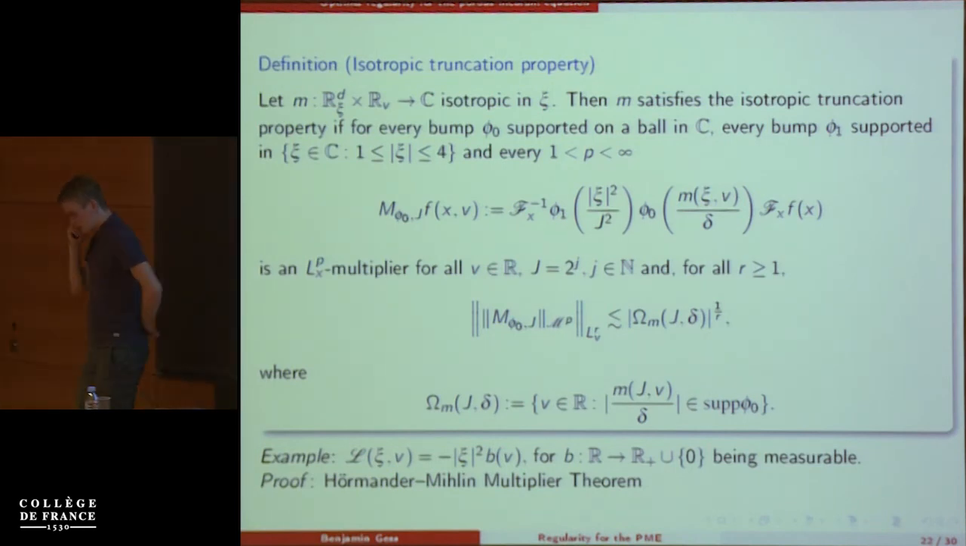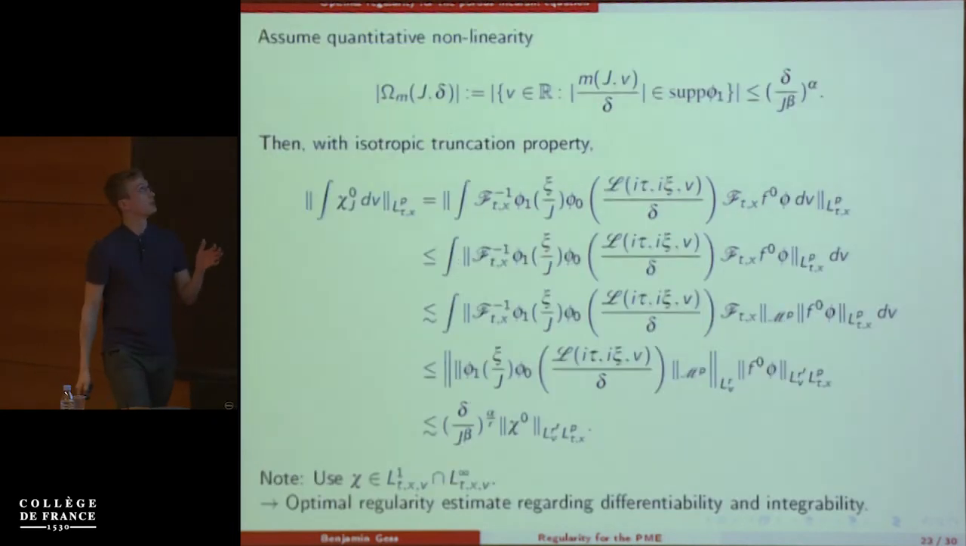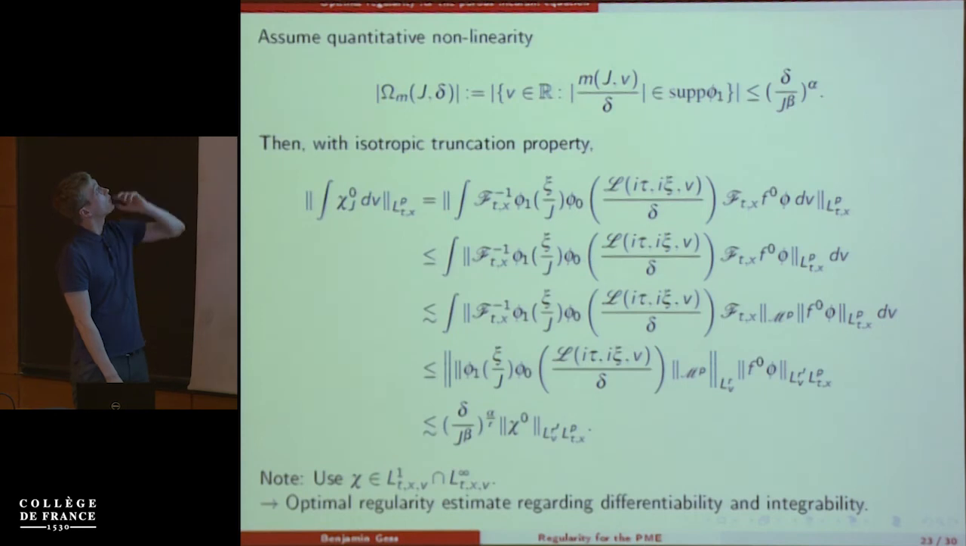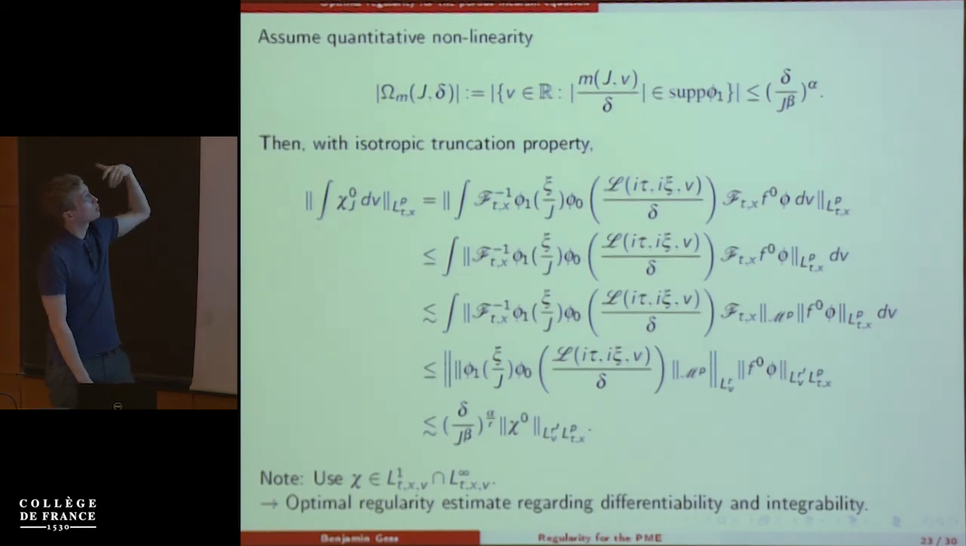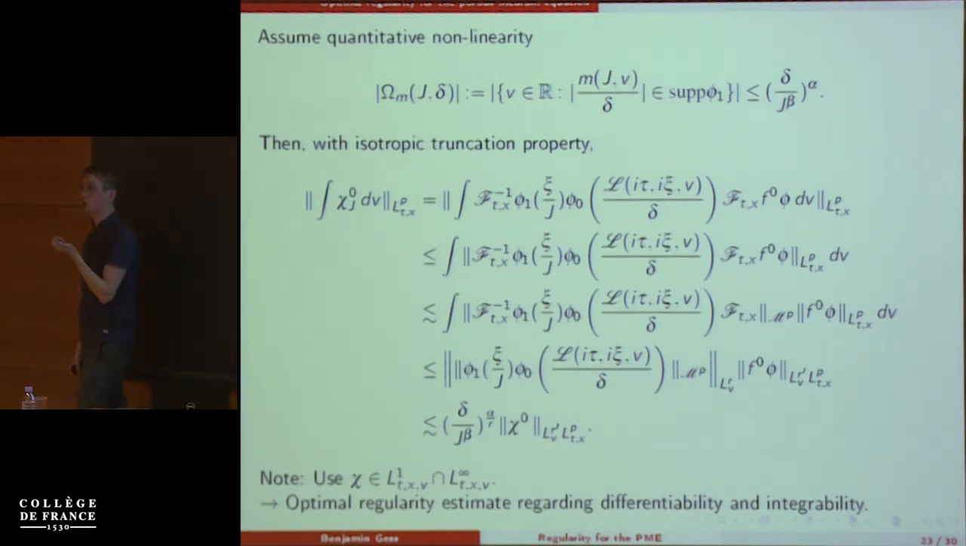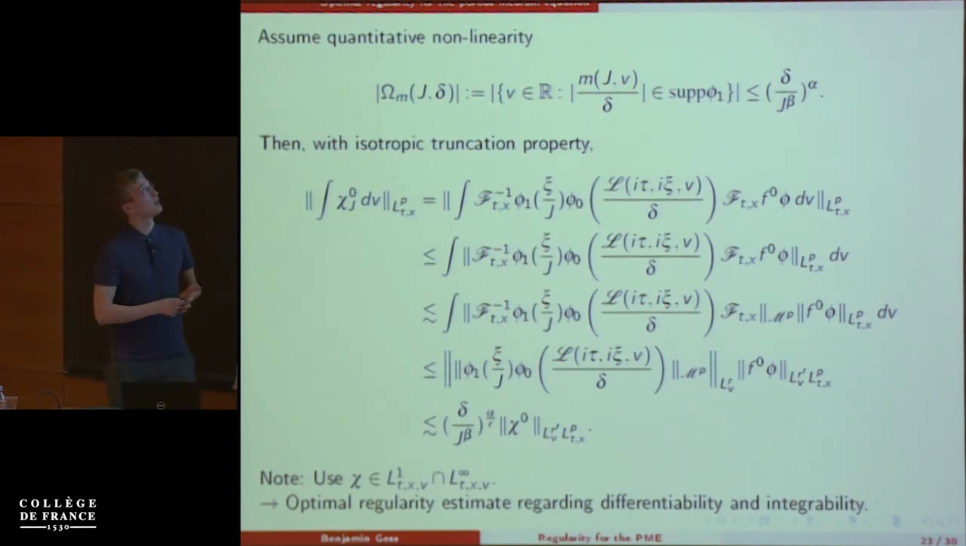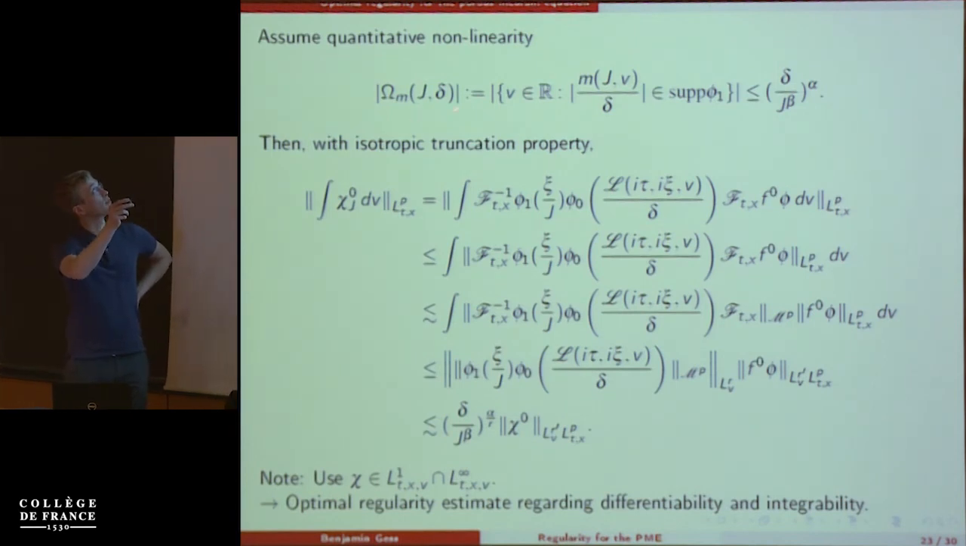So now let's see how this is useful in order to pass through general LP spaces and to avoid bootstrapping. And this is all concerning the degenerate part of the equation. We have to put an assumption to quantify the nonlinearity of our equation. Again, you know this from conservation laws, in the sense that we say that the mass of the set of degeneracy should decay in the Fourier mode and in delta.